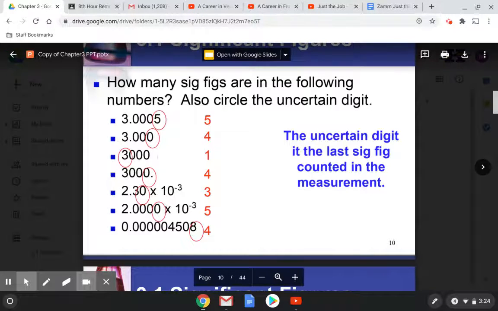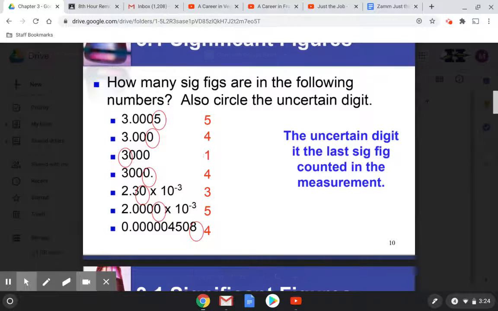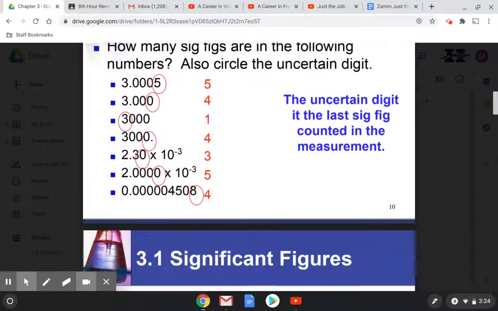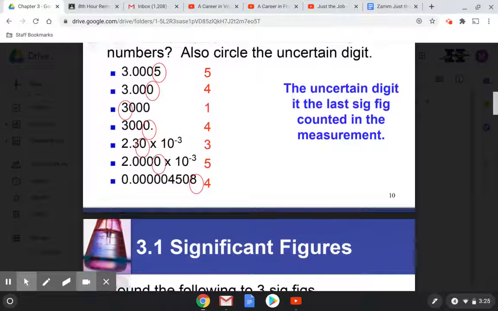But since there's a decimal here, we know that those will be significant, so that's the difference between having 1 sig fig compared to 4. We see here in the scientific notation that since we have the 2.30, everything after that decimal point that has a non-zero digit to the left is going to be significant.